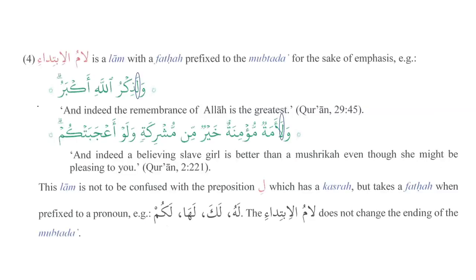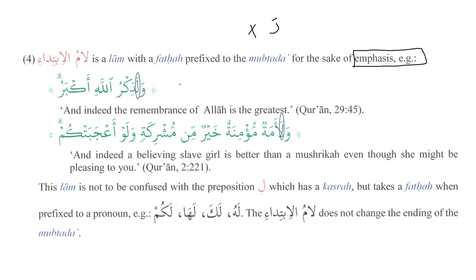Lam al-ibtida, very important, is lam with fatha. It has fatha on it, and it is prefixed to the mubtada for the sake of emphasis. So please, if you can make a list of how many expressions are used in the Arabic language for emphasis, you will see that some people have done a PhD about this, like the emphasis in the Quran or the emphasis in the Arabic language. So this is lam. We need to know two things about this. Number one, it always carries fatha. And number two, it is ghayru amil or ghayru amilah.